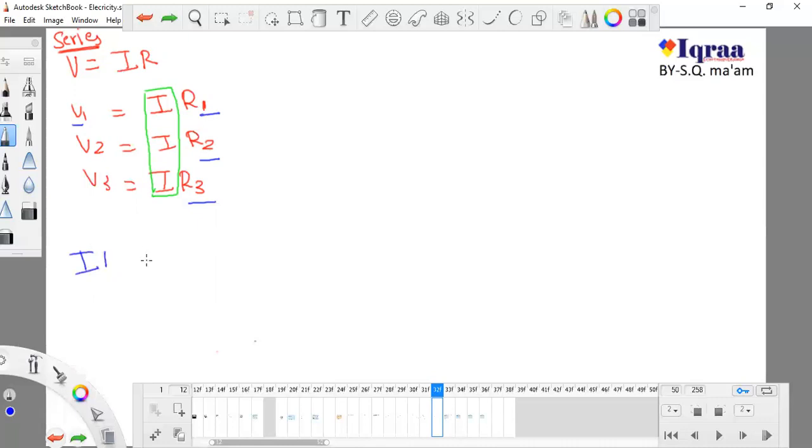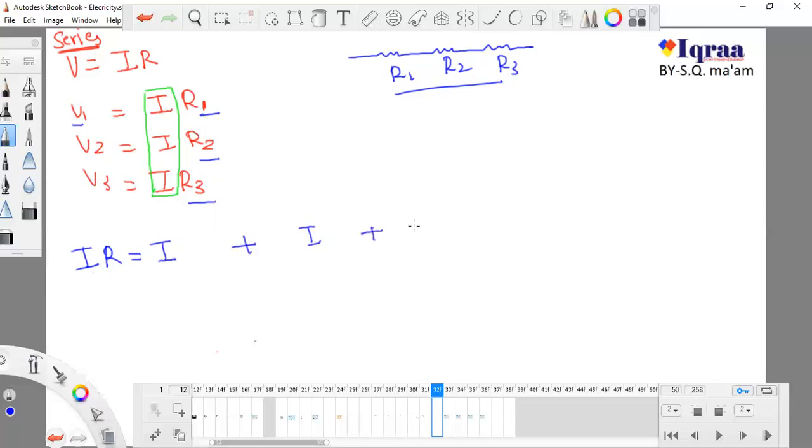Now what will be the value of IR? If I just want to find out R for this circuit, which is known as series, I want to find out only R. So I'm placing this IR. Now I is the same all over, but resistance is different. So I'm writing IR1, IR2, and IR3.